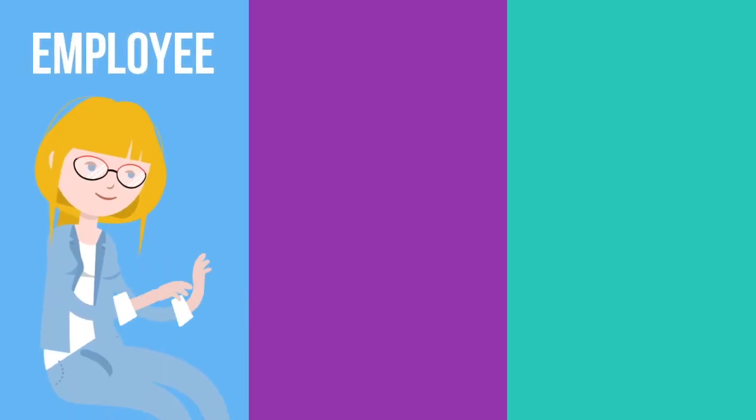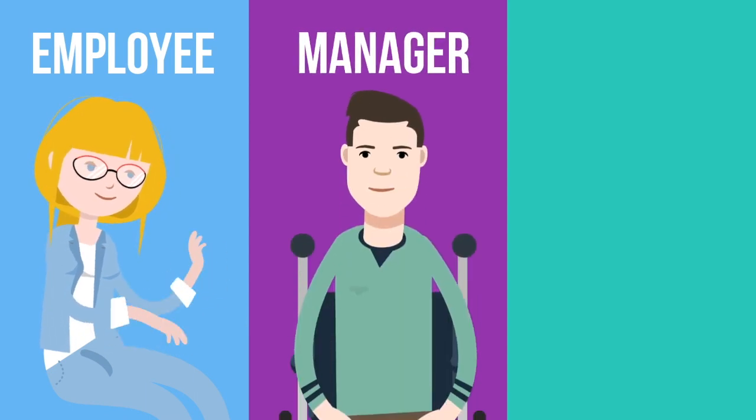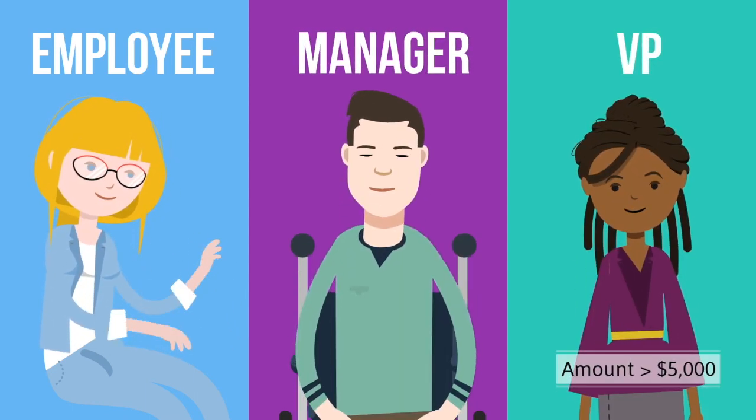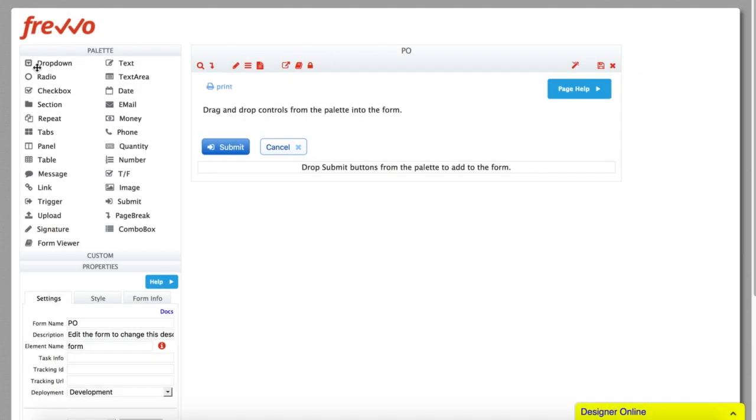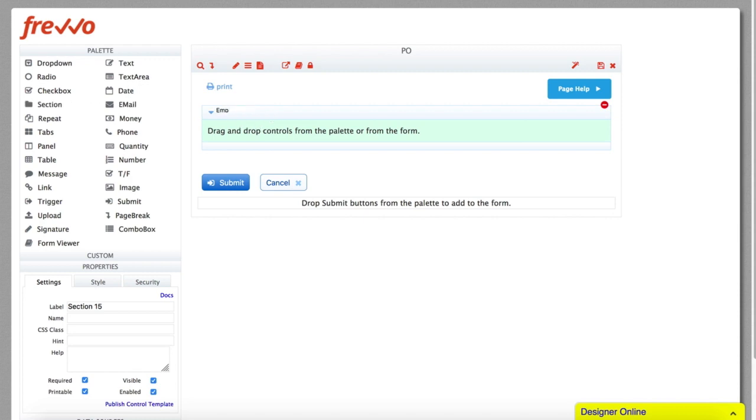A common PO looks like this. An employee fills in a form, his or her manager approves, and if the amount is greater than a certain threshold, VP approval is needed. Let's take a look at how to automate this with Frevo's 100% visual platform.